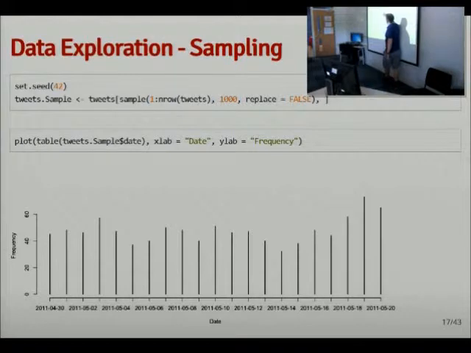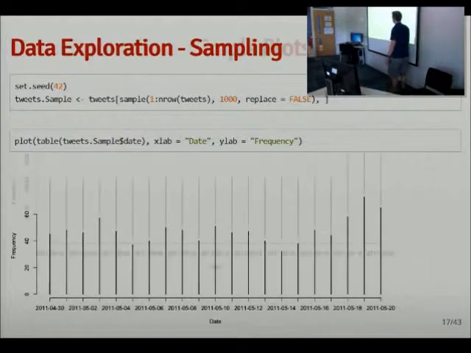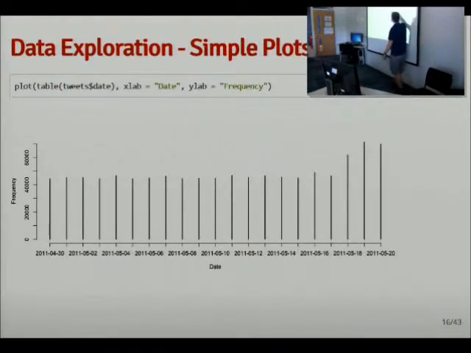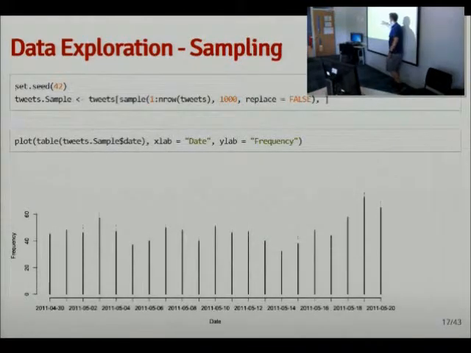So now again, if we plot the table of the data, you see it's a much different shape than last time. Last time it was generally quite flat and then a peak at the end. Here it's a much, much different shape, because those 1,000 tweets are not necessarily reflective of the actual data set.